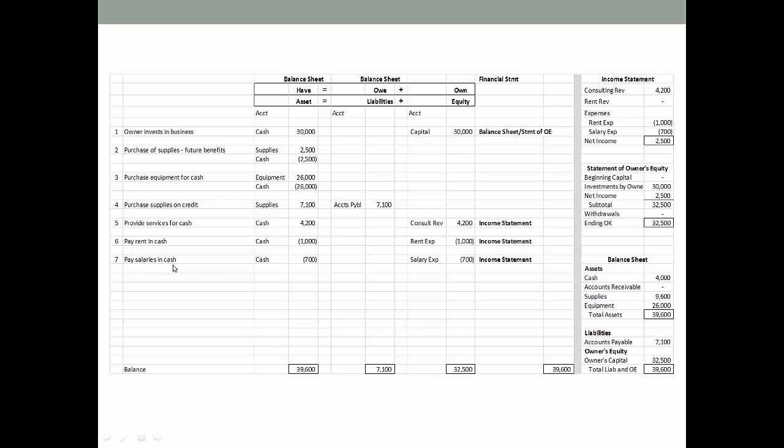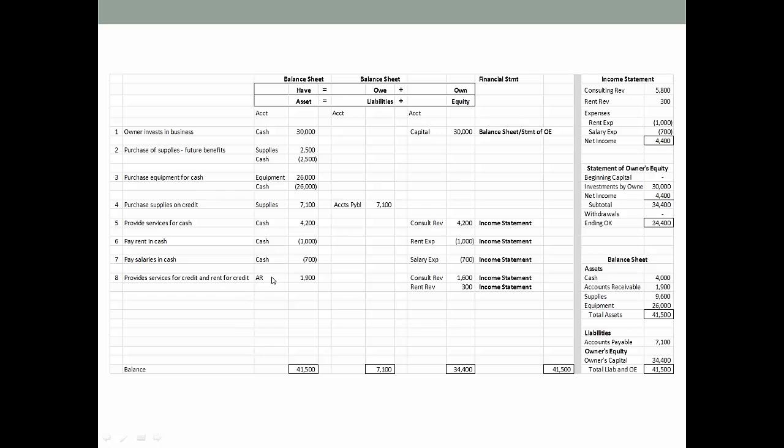Transaction 7, we're going to pay some salaries in cash. This is an expense. Cash is going down by $7,000. Salary expense is $7,000. And because it's decreasing owner's equity, we're going to show it as a decrease. Parentheses mean a decrease, again, on the income statement, just revenues and expenses. Now we're going to provide services for credit, and we're also going to rent to someone for credit.